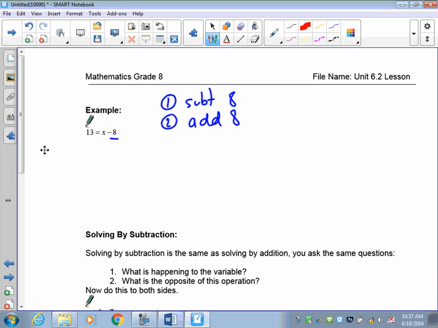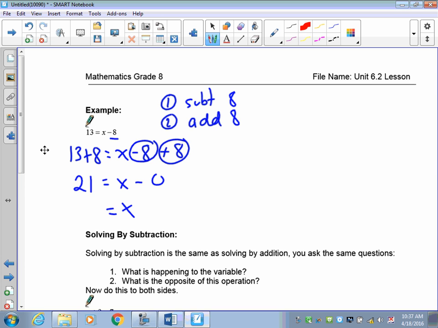To undo or do the opposite of subtracting 8, you need to add 8. Okay, so 13 plus 8 is equal to x, take away 8, add 8. Now there's your positive tiles, there's your negative tiles. They become 0. So then I have x is 0, and 13 plus 8 is 21. So your answer is that 21 is your variable x.